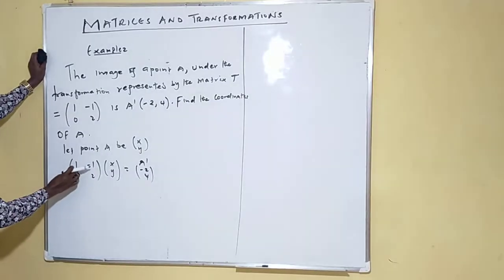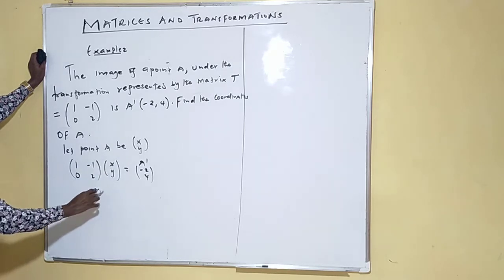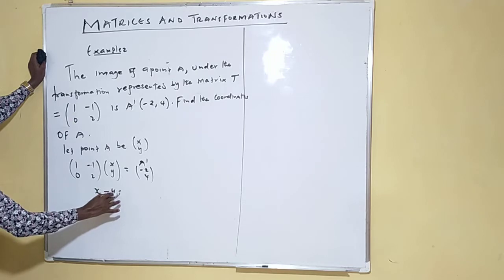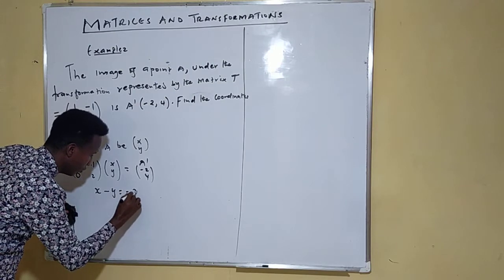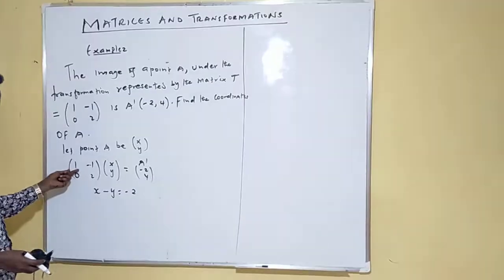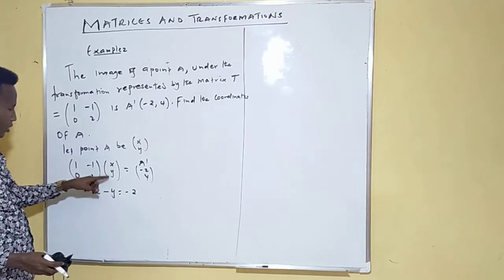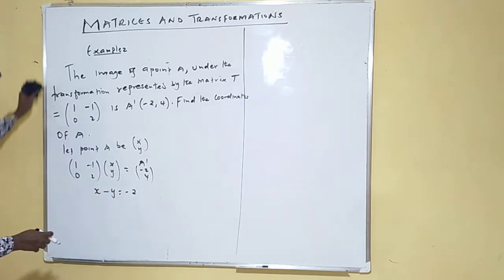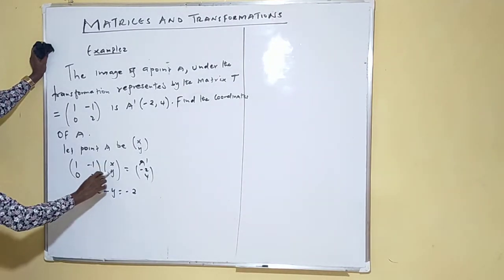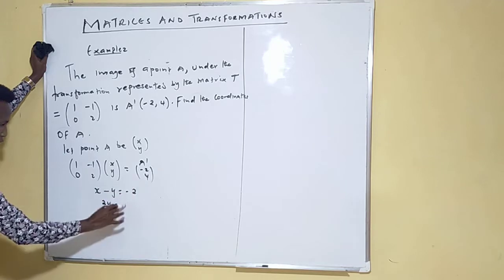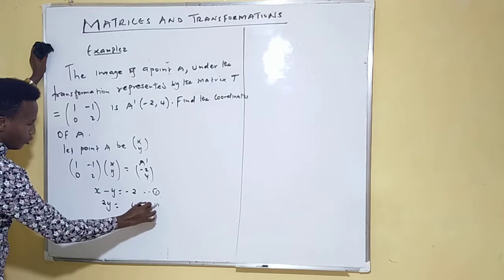So what are you going to say? You take this row, be multiplied by this column. So 1 times x is x, minus, because you have negative 1 times y, minus y is equal to negative 2, the first one. Also we can say 0 times x plus 2 times y, 2y, is equal to the down one, which is 4. So this is our equation 1 and this is our equation 2.